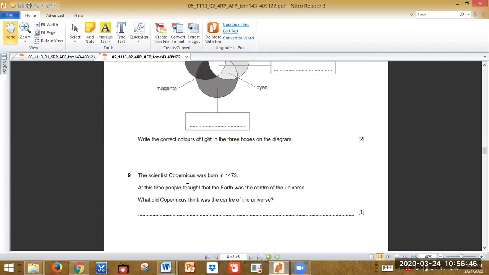Okay, question 9. The scientist Copernicus was born in 1473. At this time, people thought that the Earth was the center of the universe. What did Copernicus think was the center of the universe? For sure, the sun.